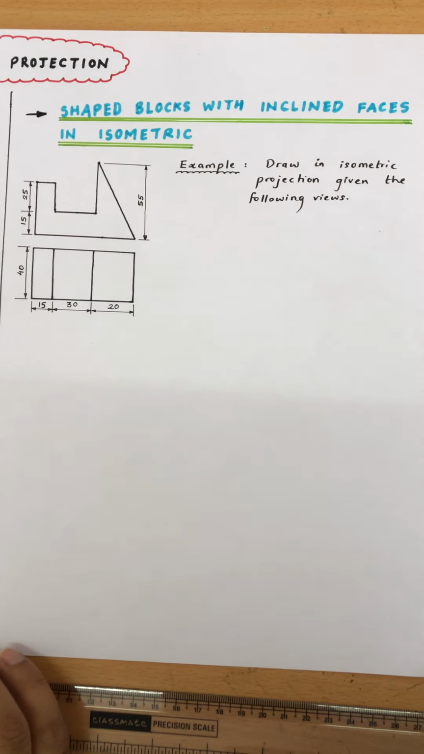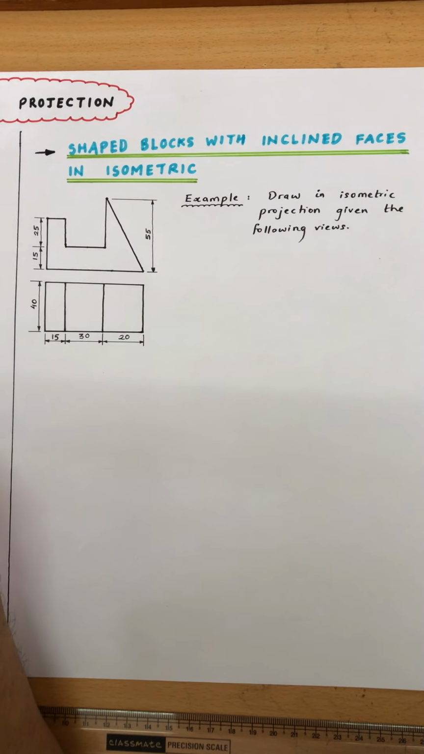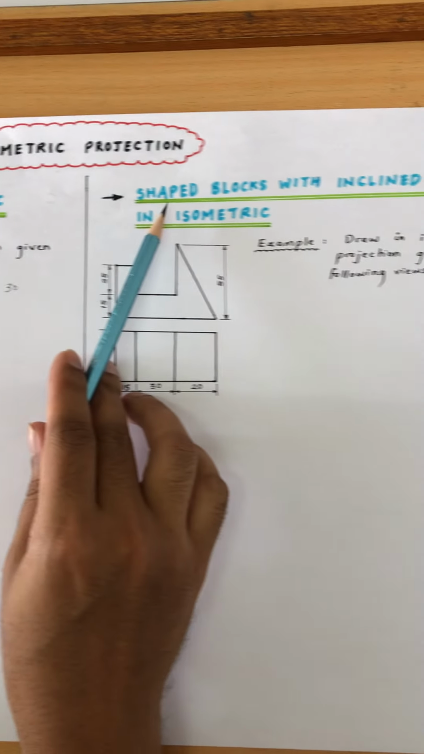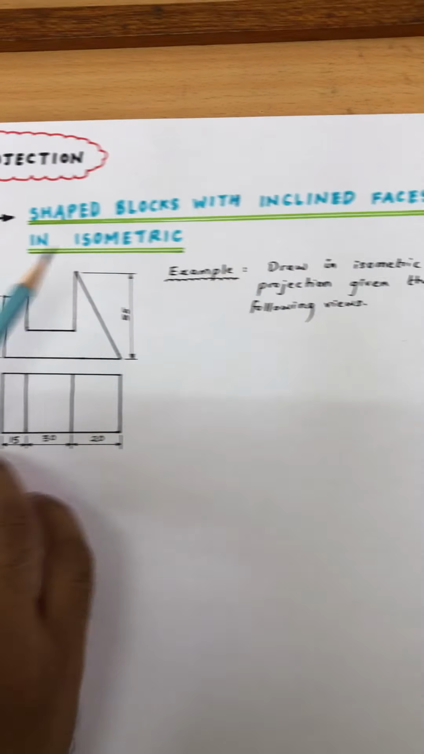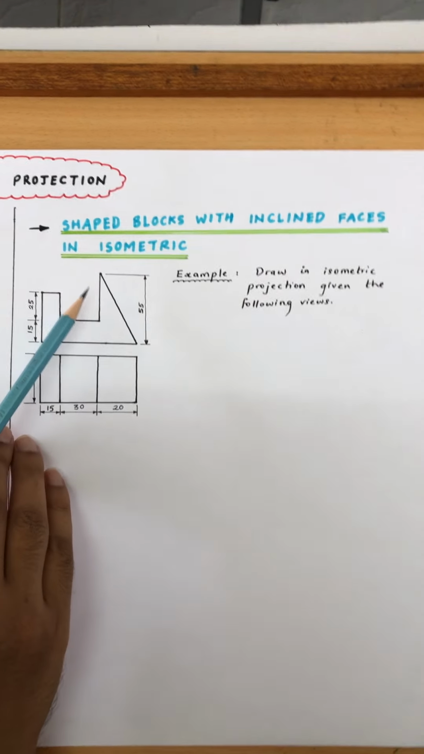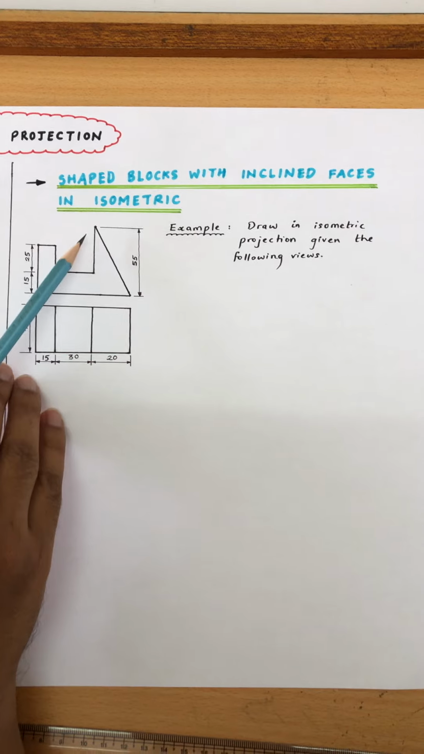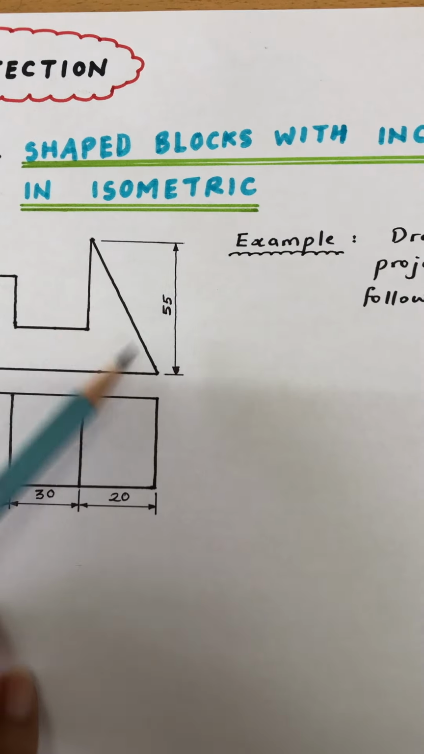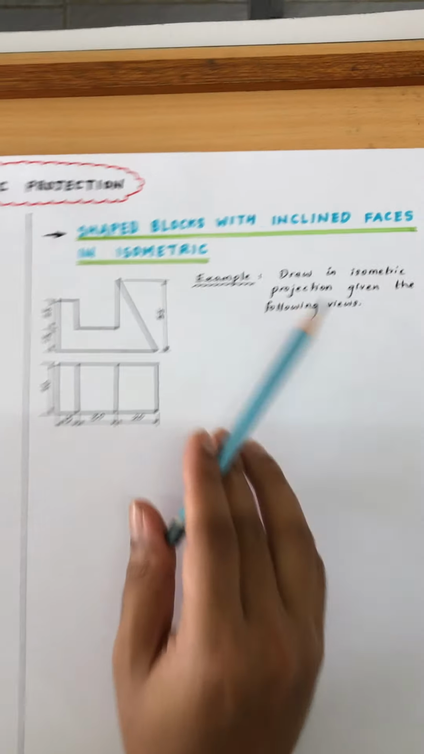So here in this explanation, you are going to learn how to draw shaped blocks with inclined faces in isometric. That is, we are going to come across things like this. These are called inclined faces. They are diagonal. So here we have an example.